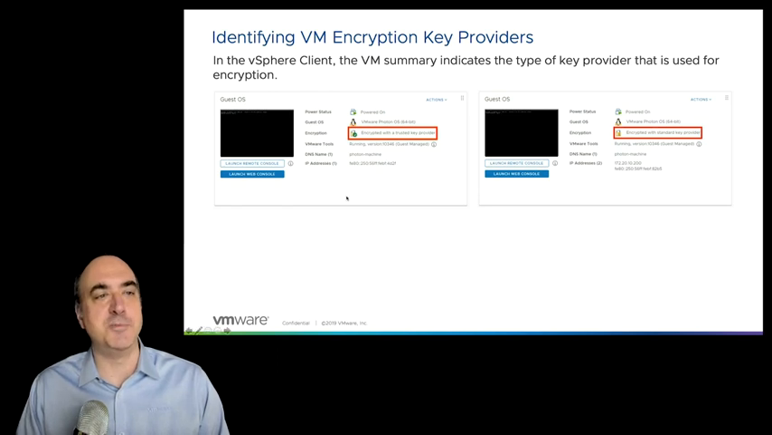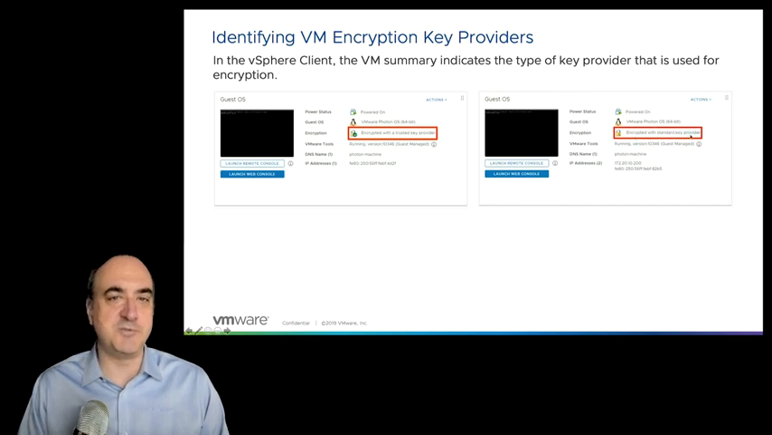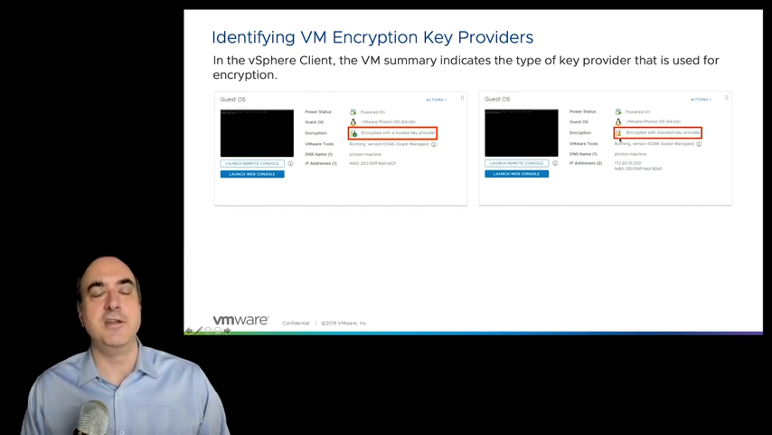A VM encrypted with a trusted key provider has that little green check, whereas a VM that's encrypted with a standard key provider just has the good old padlock. So you can't really tell very quickly, I find, whether the VM has been encrypted one way or the other. Remember, if you're in a trusted cluster, this is how the VM will be encrypted anyway.